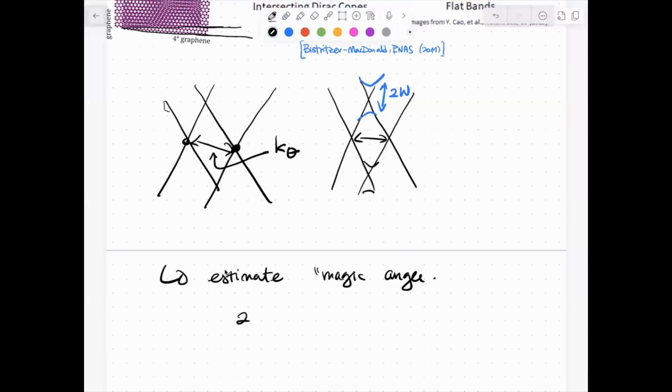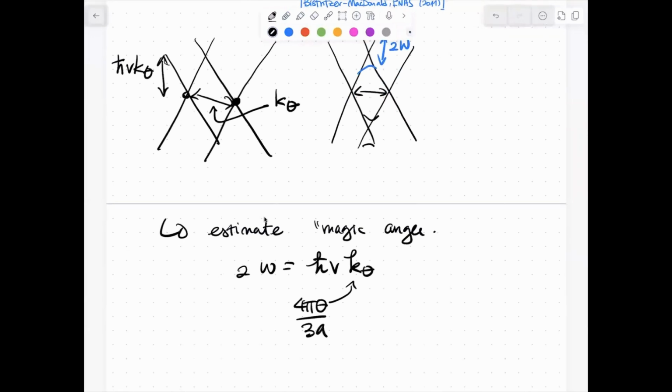And so this becomes 2W equals ħ v K theta. So ħ v K theta comes from the fact that this distance right here is K theta. This distance here is K theta. And if v is the dispersion, then up here this is ħ v K theta, okay? And it turns out that you can write K theta as 4 pi theta over 3a.